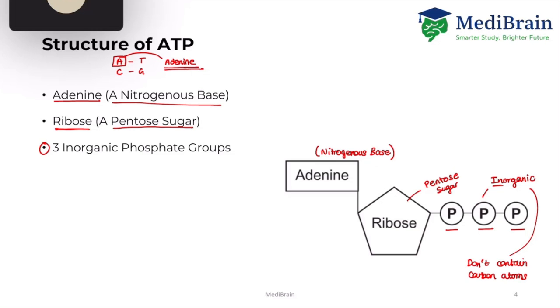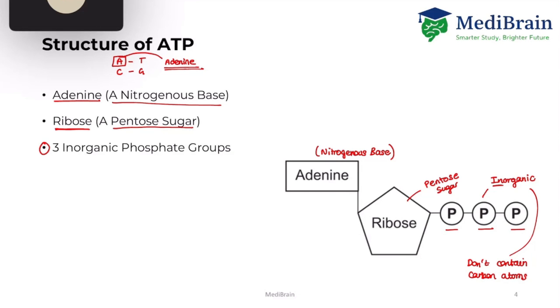Now, I've seen exam questions which have asked to draw out the structure of ATP, so make sure that you know this structure. You have a pentose sugar, which is ribose. Don't write deoxyribose because that is incorrect. It is ribose. You have a nitrogenous base, which is adenine. And then the ribose is connected to three phosphate groups. Don't connect the phosphate groups to the adenine, because they are not connected to the adenine. They are connected to the ribose.